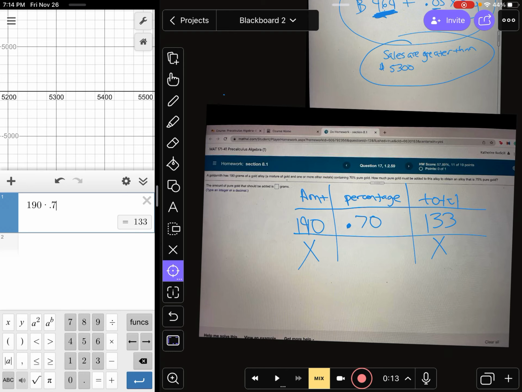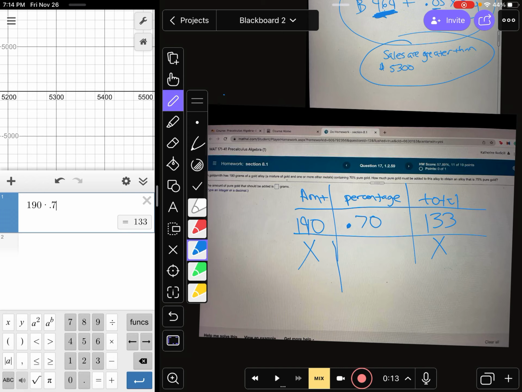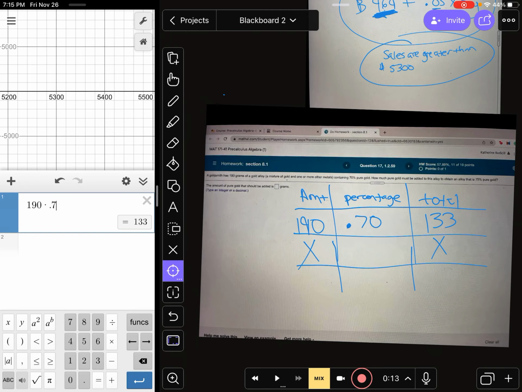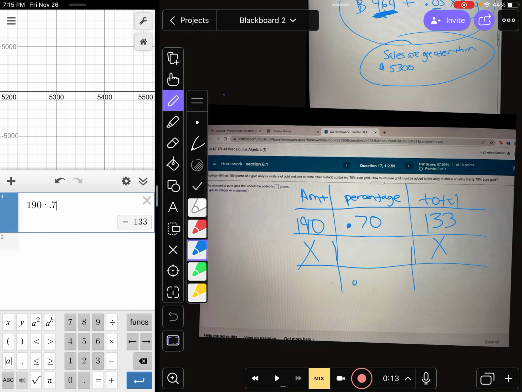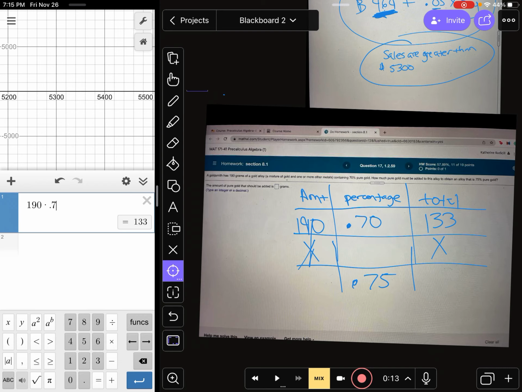And when it's all said and done, he is going to have 75% of his end product, 75%, which is 0.75, is going to be pure gold. And right here, oops, I didn't mean to do that. I meant to use my little thing. I can add these together. So it's going to be 190 plus X.